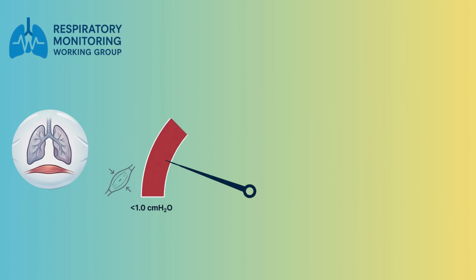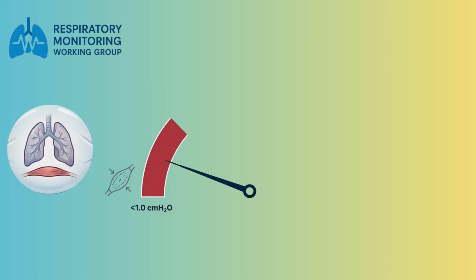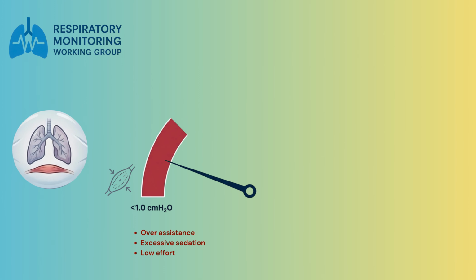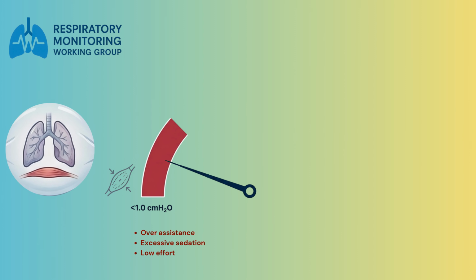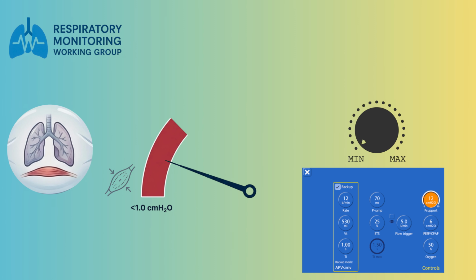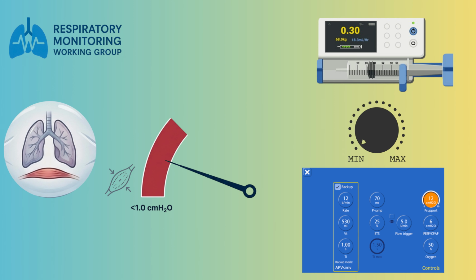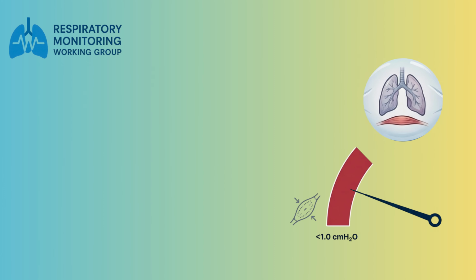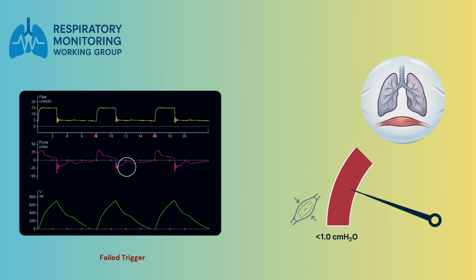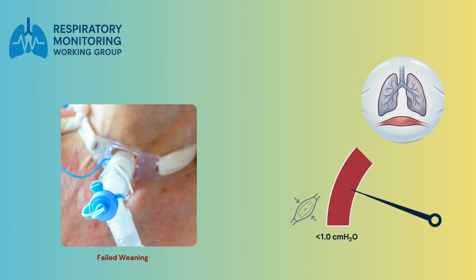A low P0.1 value of 1 or less suggests low respiratory drive and may indicate overassistance, excessive sedation, or minimal patient contribution. In such condition, the ventilatory support should be reduced and/or sedation level should be reduced based on the clinical situation. Low P0.1 values have been associated with frequent failure to trigger, or what is called missed trigger, or ineffective effort, and failure to wean from invasive mechanical ventilation.